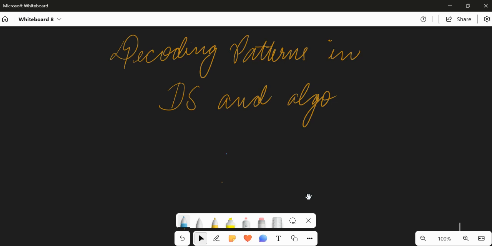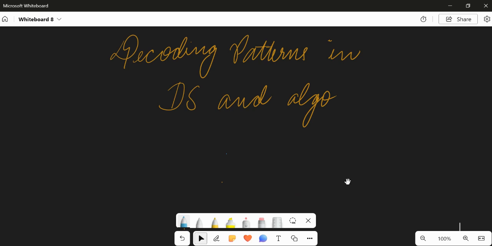Hello guys, so today what we are trying to achieve is decoding patterns in DS algo. These are nothing but something that will help you to identify a pattern. What happens when we are sitting in an online assessment with limited time and we want to solve problems, right?